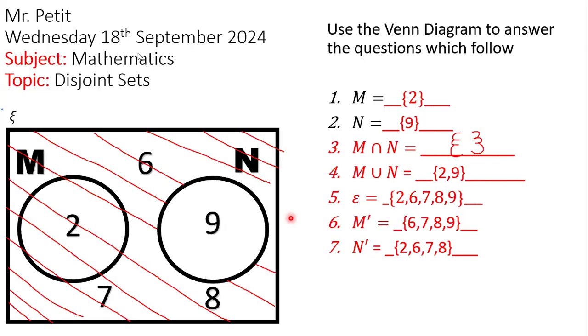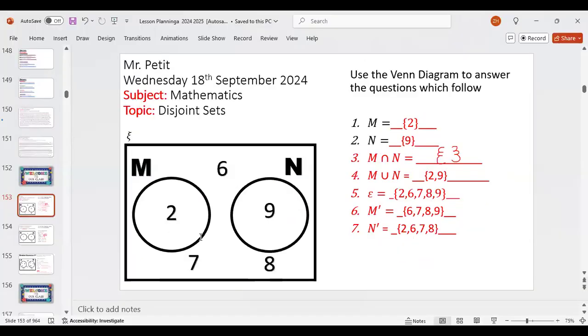Go ahead, Andrea. Do we have to take a picture of our work and send it to you? Not yet. We're not finished. We still have a few more questions on this one. No, I think that's it. Yeah, that's it. We're good. Take a picture of your work and send it to me via WhatsApp.